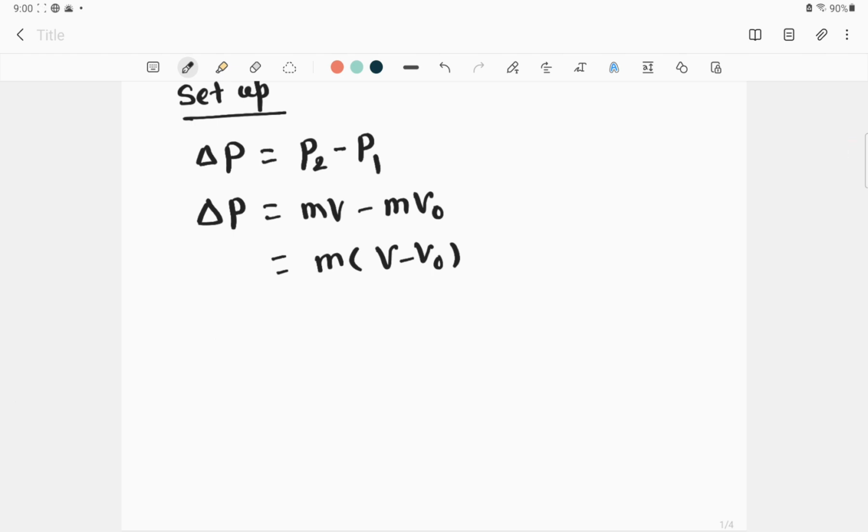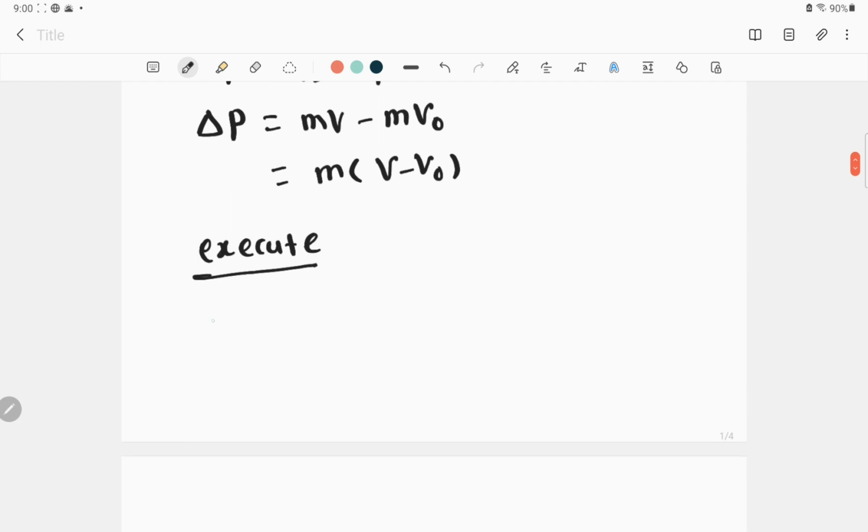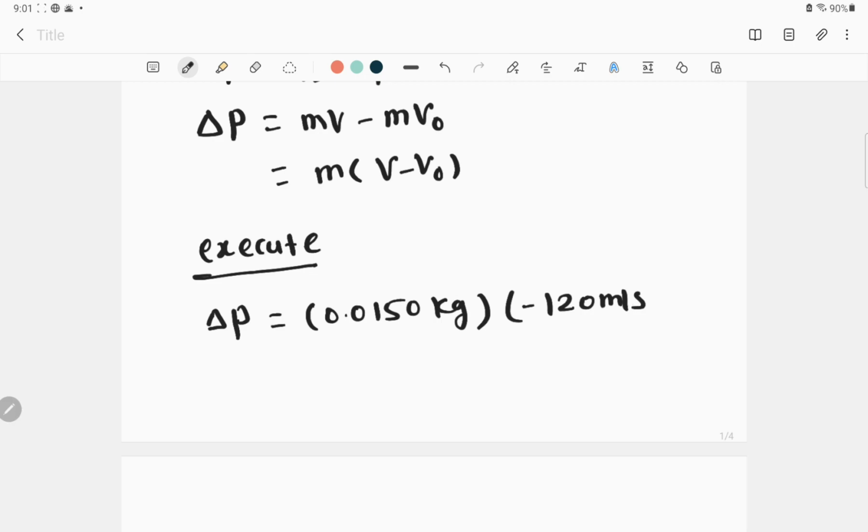Now the next step is execute, right? So in this step we will solve the problem. So delta p is equal to, let us put in the values of all these parameters. The mass is 0.0150, not gram, it is in kilogram. And then the final velocity v is negative 120 meter per second, and then the initial velocity is 150 meter per second.